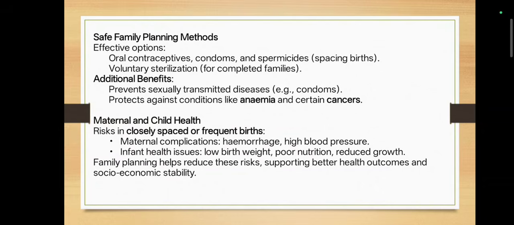Maternal and child health. The risk is in closely spaced or frequent births, which lead to maternal complications like hemorrhage and high blood pressure, and infant health issues like low birth weight, poor nutrition, and reduced growth. Family planning helps reduce these risks, supporting better health outcomes and socio-economic stability.